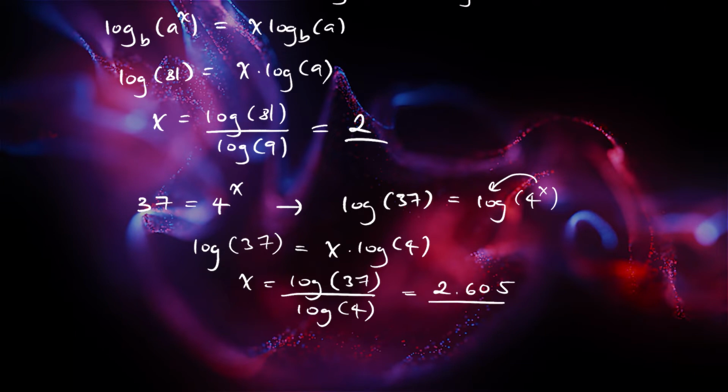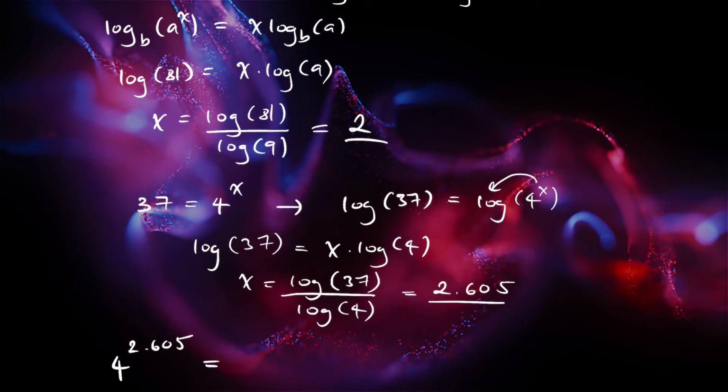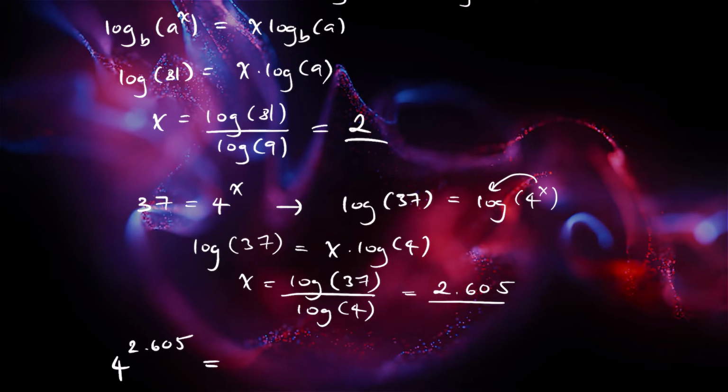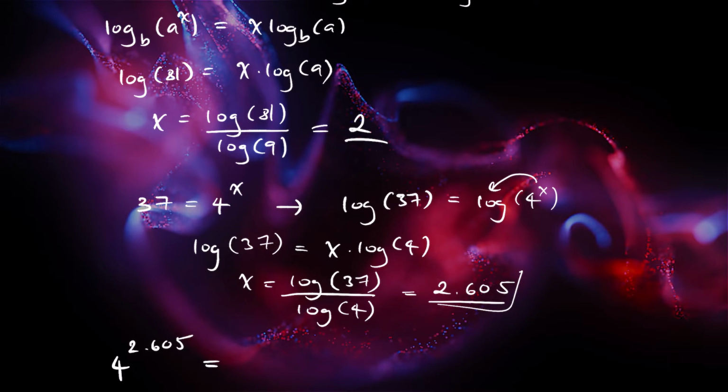I get the answer to be 2.605, right? And what that means is 4 to the power of 2.605 should give me 37, or a number close to that, because I've actually truncated this number. It's a bit longer. So if we check this in the calculator, 4 to the power of 2.605 in fact gives me 37.014, and that's because I just rounded this number. So logarithms are actually quite a powerful tool that allow us to solve equations quite nicely.